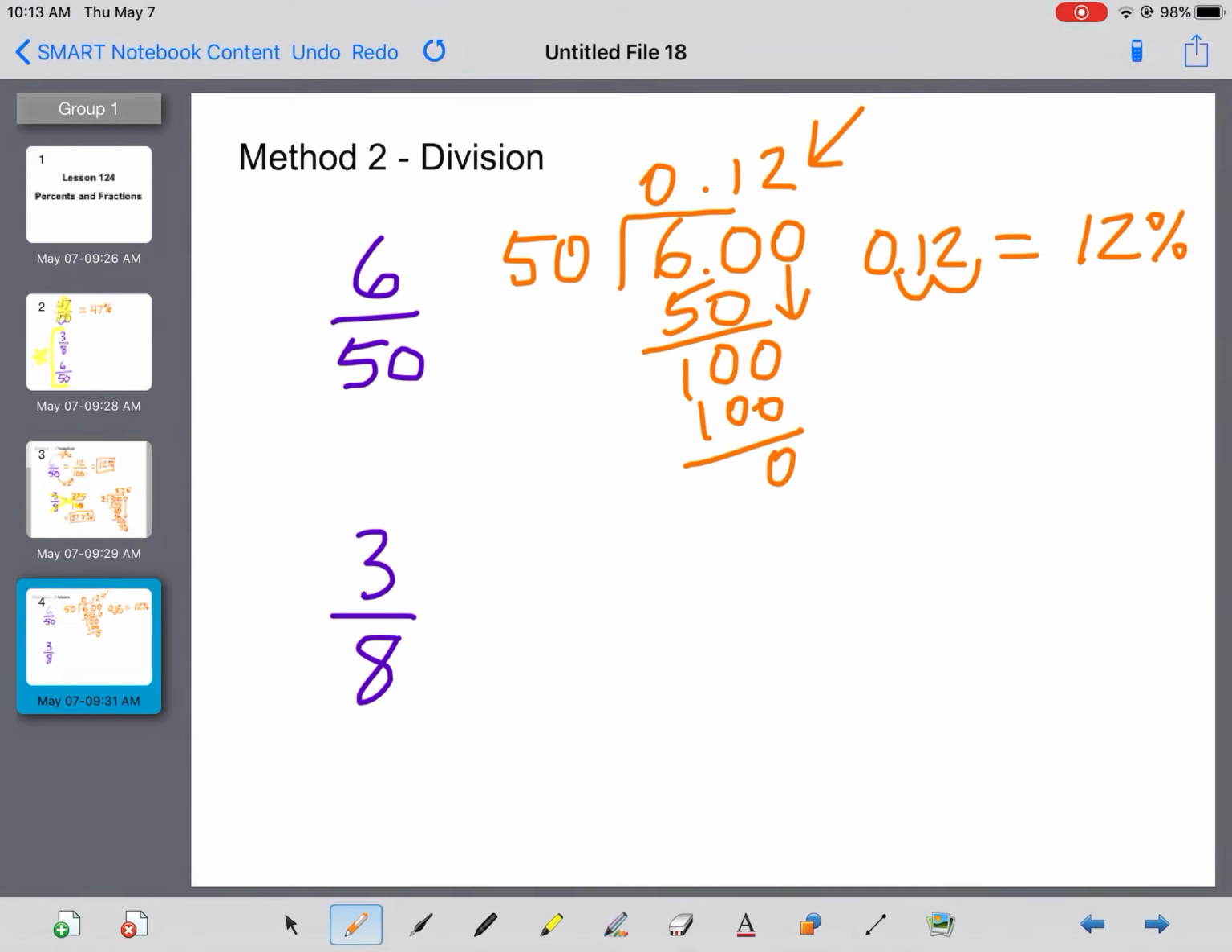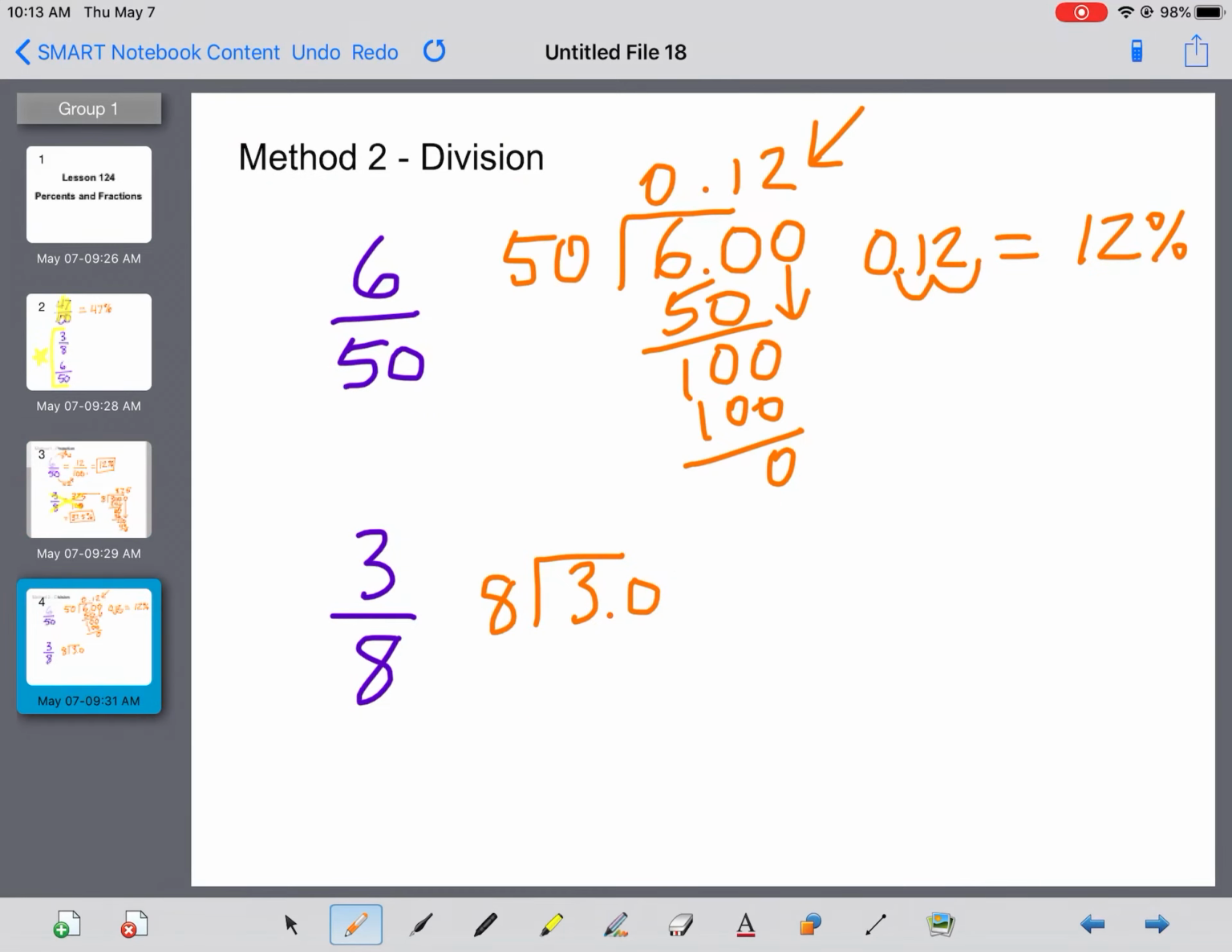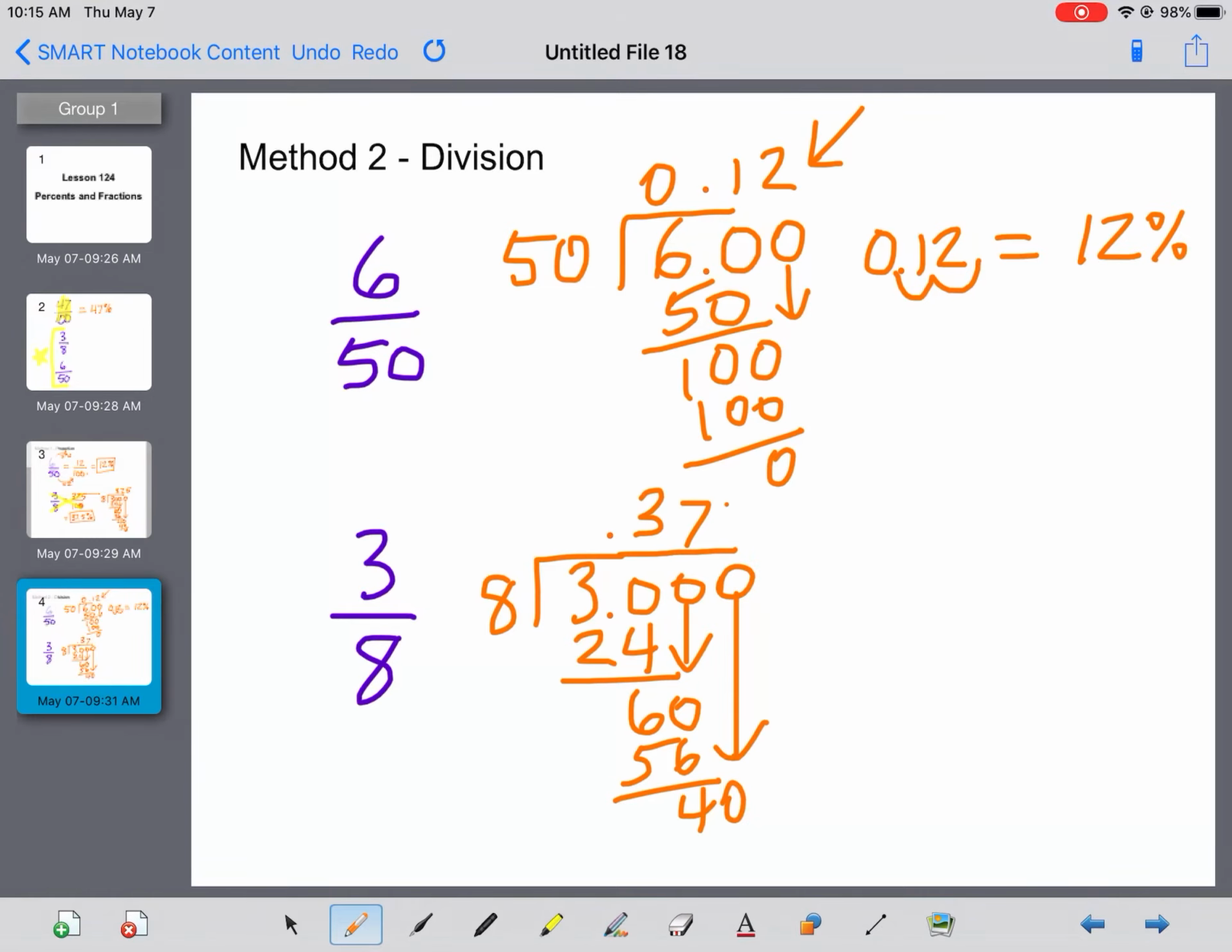And this will work the same way for 3/8. You do your 3 divided by 8. 8 can't go into 3, so we have to make this into a decimal. 8 can't go into 3, but it can go into 30. And it goes 3 times into 30. 24, you do your subtraction, you get a 6. Keep adding zeros as long as you need to. 7 times 8, 56. End up with a 4. Bring down another 0. And then it ends up dividing like that.